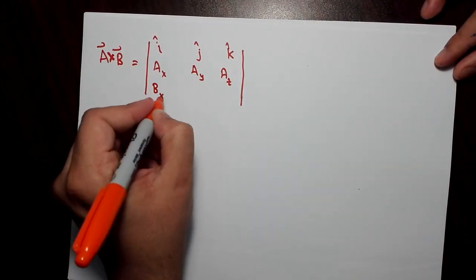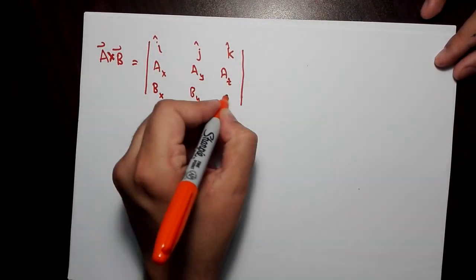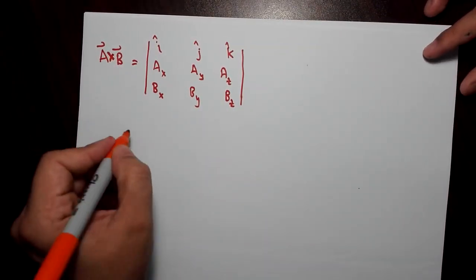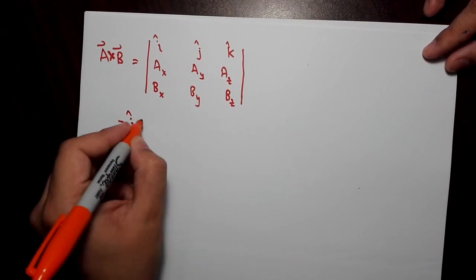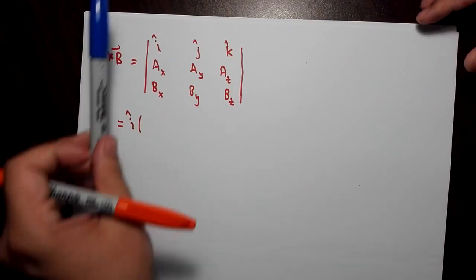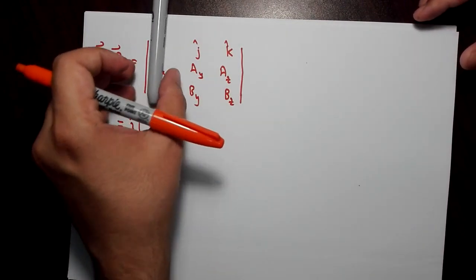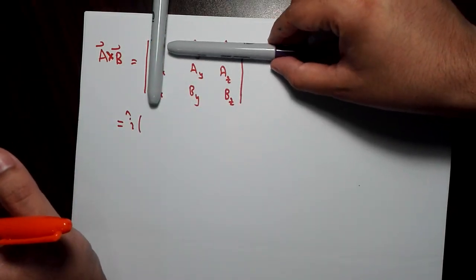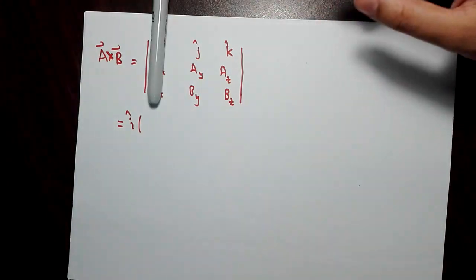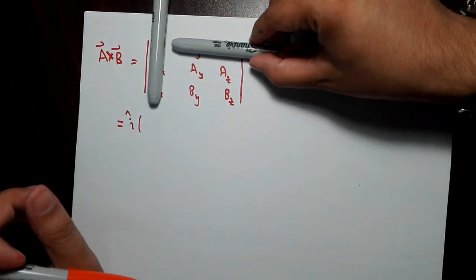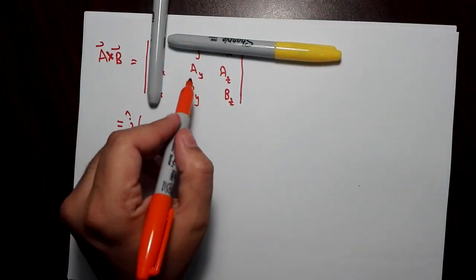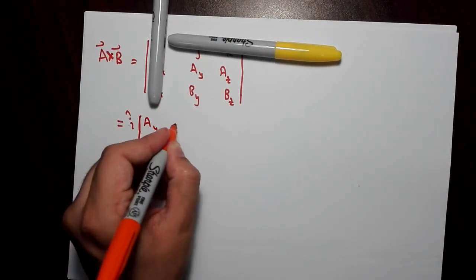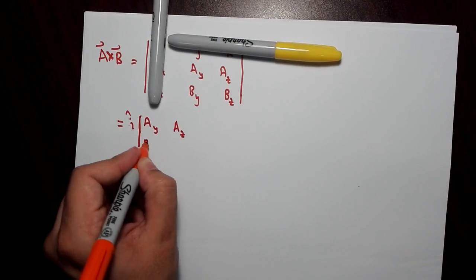So Bx, By, Bz. So when you want the i component, the trick is that you will cover this guy, and then you'll cover this guy. And then you'll just take the determinant of this matrix. So you'll only take Ay, Az, and then By, Bz.